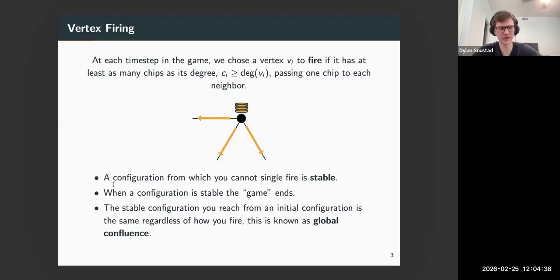And then kind of a nice result that you end up getting from chip firing in this sense is this notion of global confluence. It's really just the idea that the way you play the game doesn't actually matter. So I phrase this whole thing as you're playing a game on a graph and you're choosing which vertex to fire at each time step. It turns out that it doesn't matter what you do. The end result of the game is uniquely determined by the initial configuration on the board.